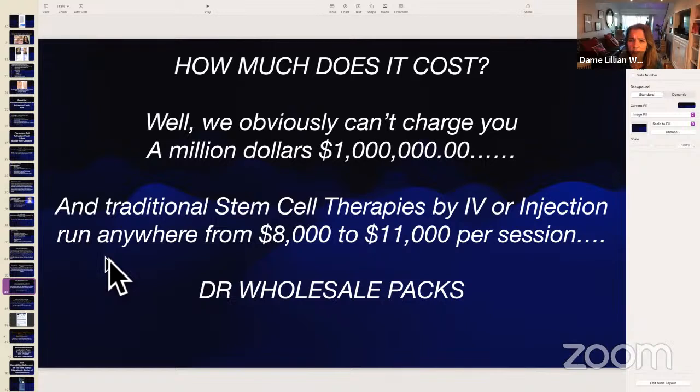But we know that traditional stem cell therapies, which are not allowed in the United States right now, by IV or by injection, run 8 to 11 grand per session. We know Dr. Stacy spent 125 grand for a stem cell therapy for her daughter, Taylor, and didn't really realize a great deal of results for her. And they had to travel out of the country to do that.